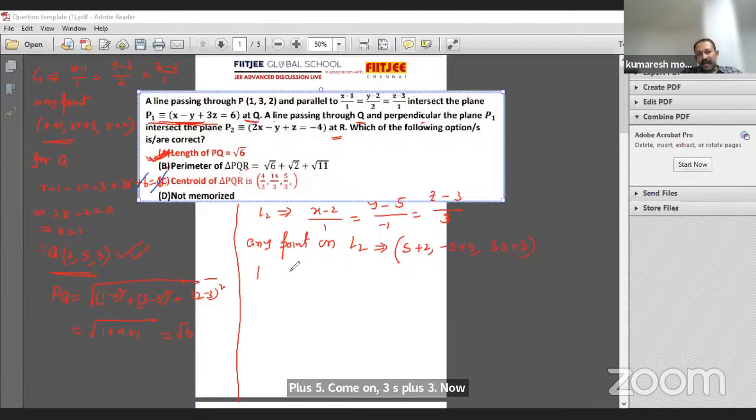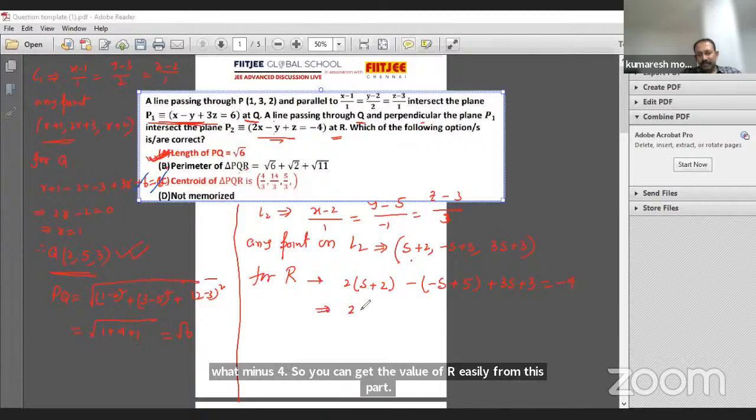Now for the point R, the point must lie on the second plane P2. So we have 2 into S plus 2, plus the minus y coordinate, so minus of minus S plus 5, plus z, where z is 3S plus 3. This is equal to minus 4. So you can get the value of R easily from this part.